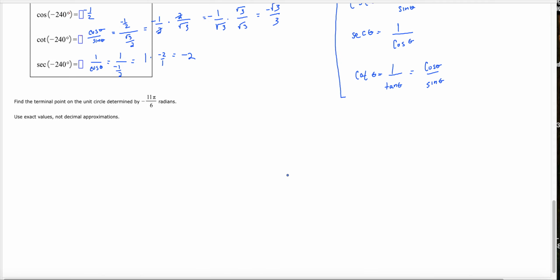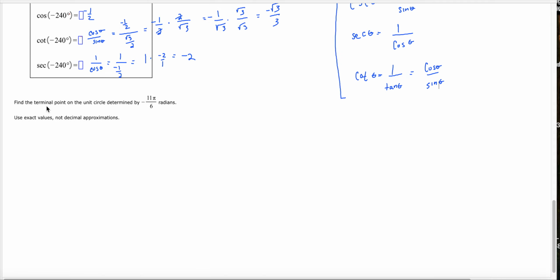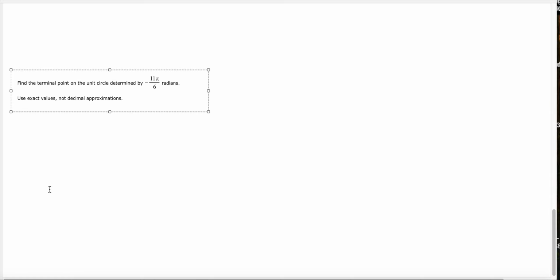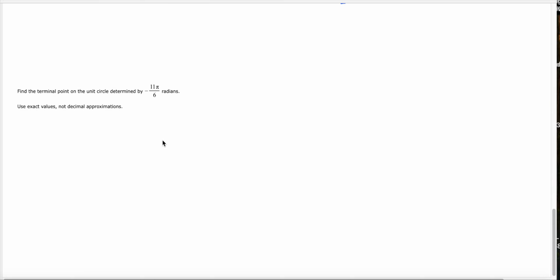Okay, let's tackle this last example. Find the terminal point on the unit circle determined by negative 11 pi over 6 radians. Okay, so let's draw the angle first. So again, it's a negative angle, so we always start on the positive right axis, and then we're going to go this direction.